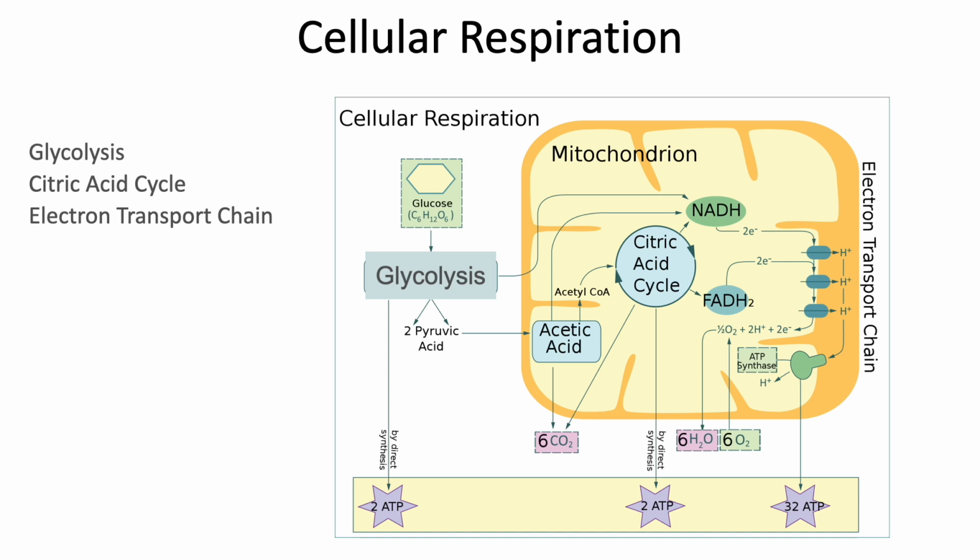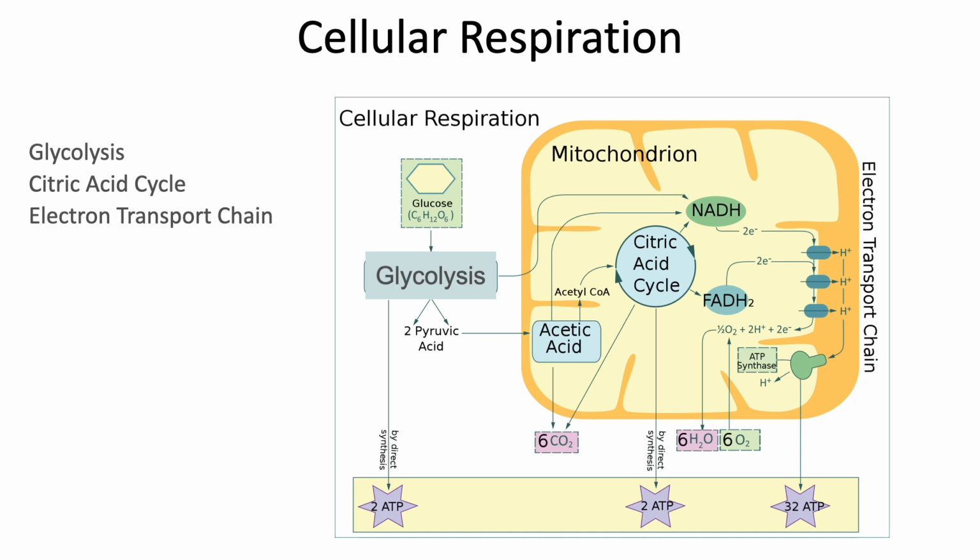And it's a good thing that we can create a little bit of energy there, the 2 ATP, because this process doesn't require oxygen. So even if there isn't access to oxygen, a cell can still do the first step. It can still do glycolysis, and it can still make 2 molecules of ATP. Not very much, but it's something.